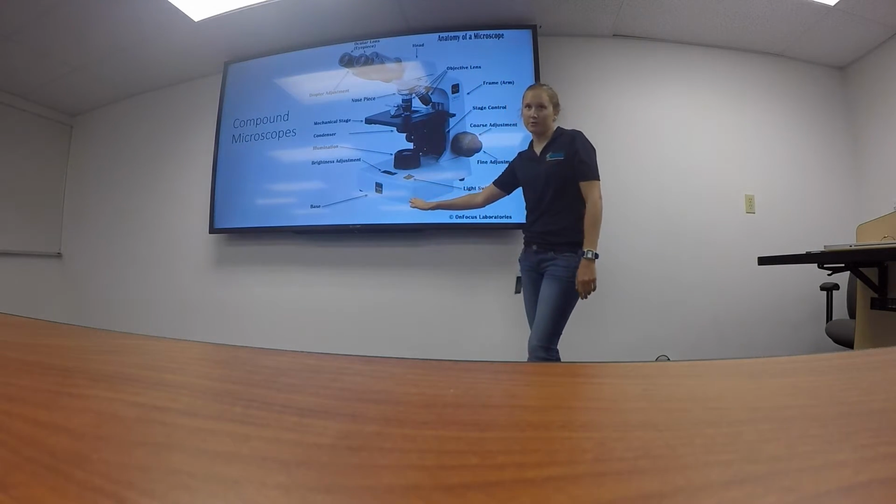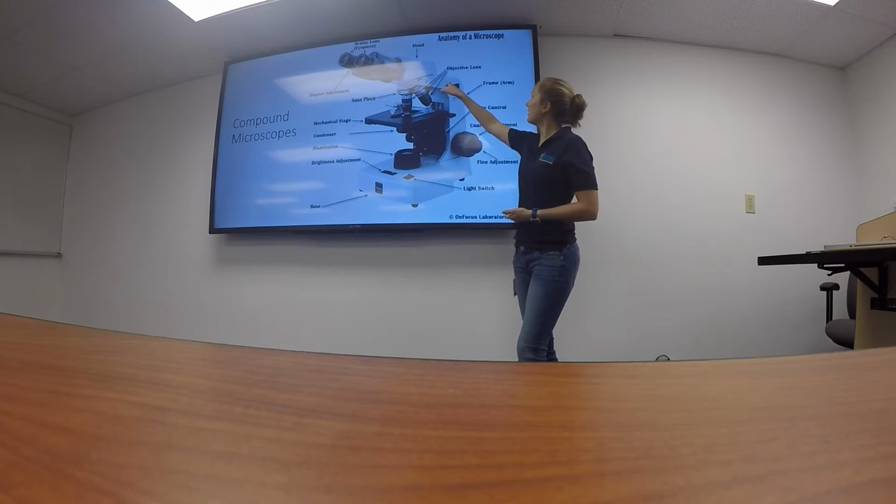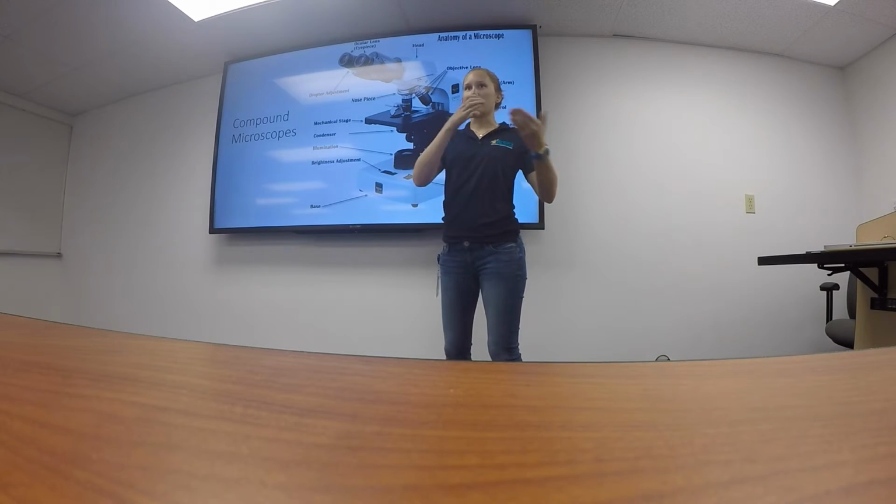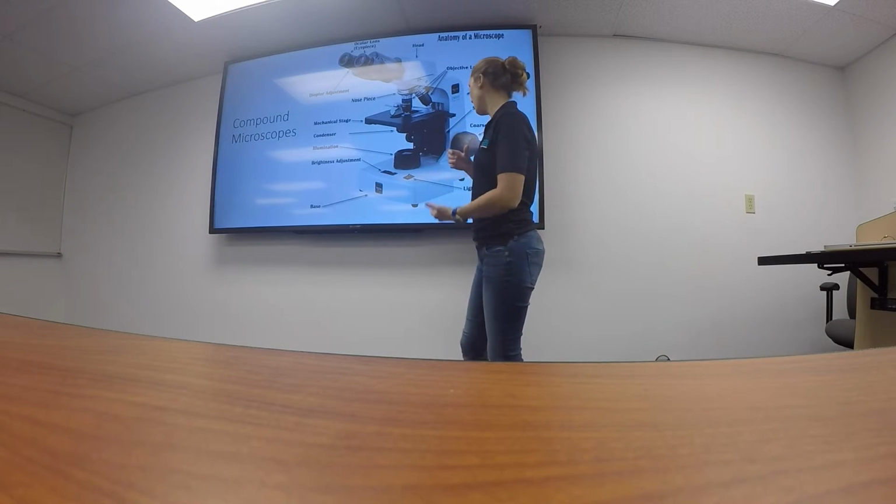When we carry a microscope, we carry it with the base and the arm, like this. As we take it from our lab bench or back to the cabinet, we want to make sure we're holding it close to our bodies.